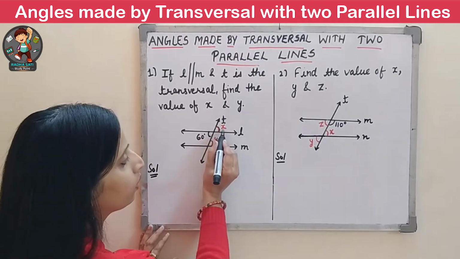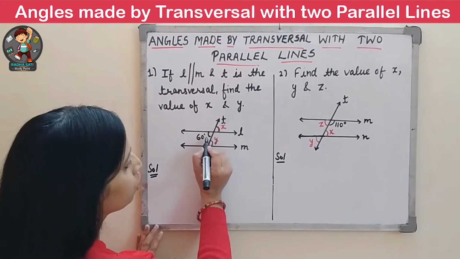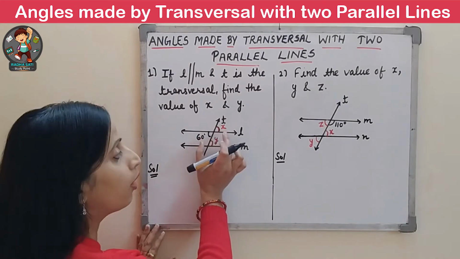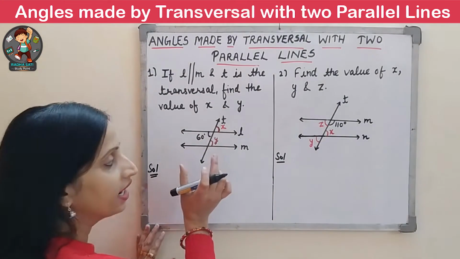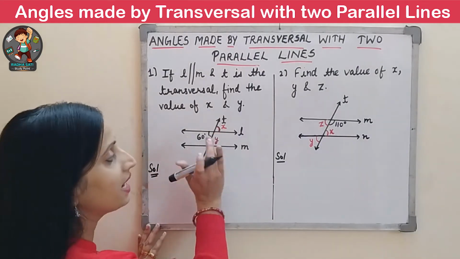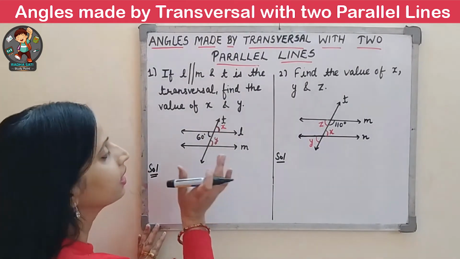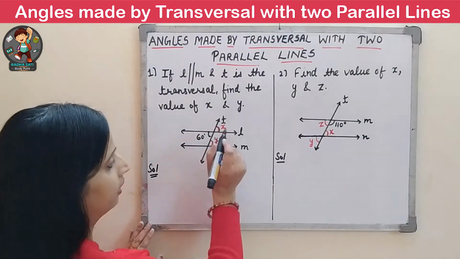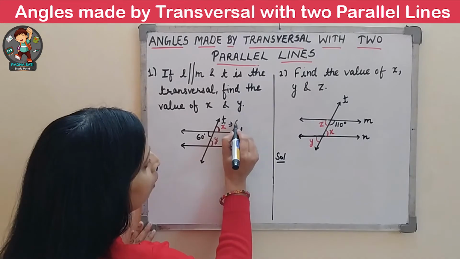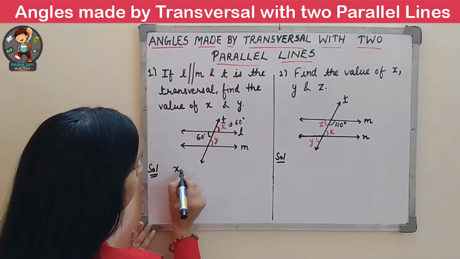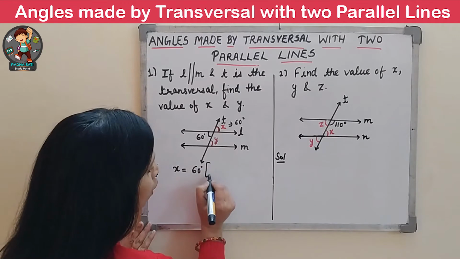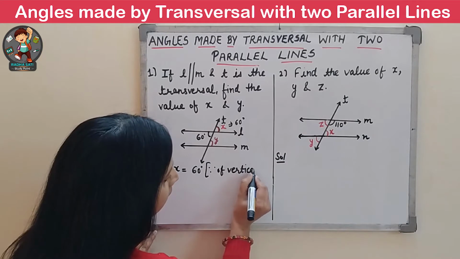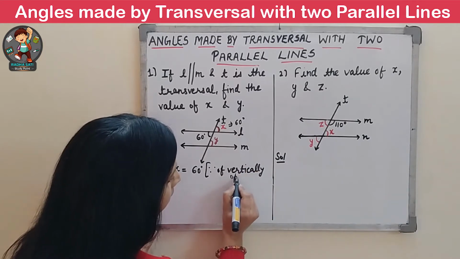So first we will find out the value of X. Here we can see that X and 60 are forming a pair of vertically opposite angles. And we know that when a transversal intersects two parallel lines, then the pair of vertically opposite angles will be equal. So here X will be 60 degrees. Value of X will be 60 degrees because of vertically opposite angles.